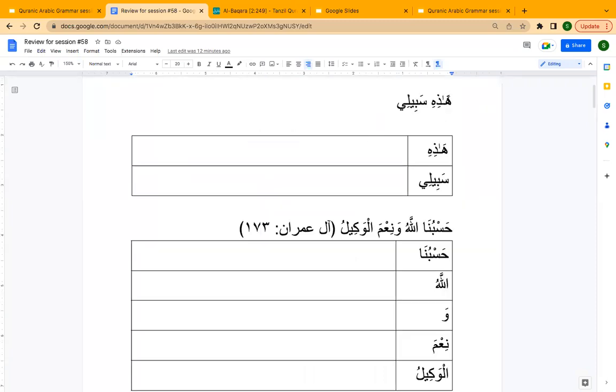So now you see here some sentences. Hazihi sabili. What kind of a sentence is this? Jumla ismiya. Can we call it ism ishara musharun alayh fragment? Can it be a fragment?